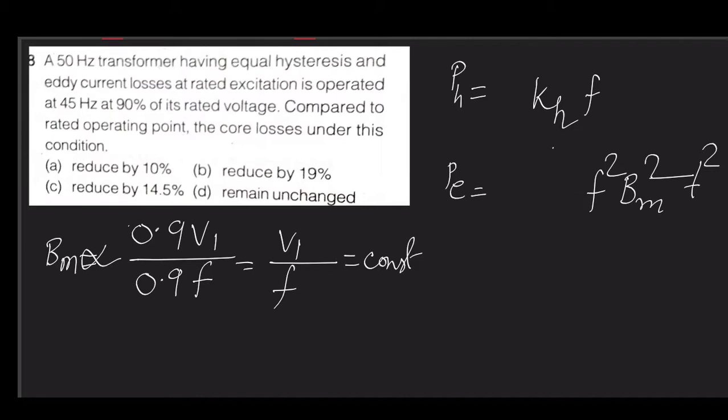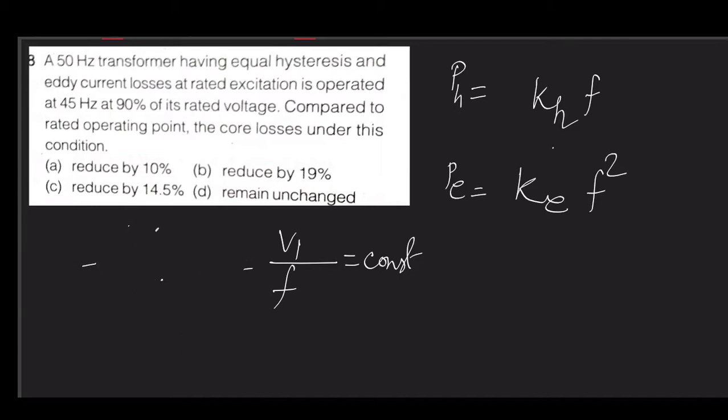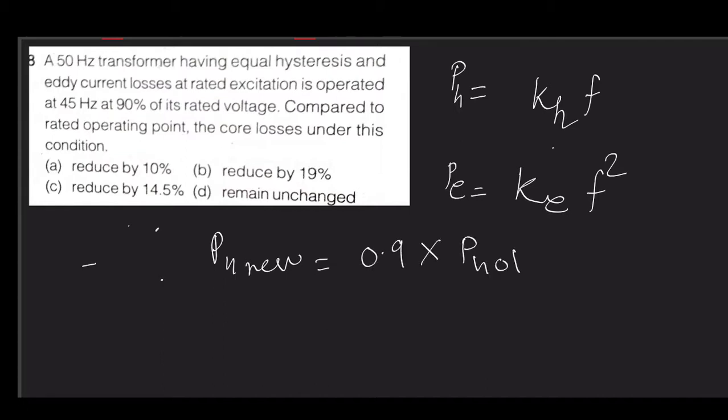What we are having here, for this particular case, is like K f square. So if that is the case, how can we solve it? We can solve it very easily. PH new at 45 Hz will be, and PE new will be 0.81.